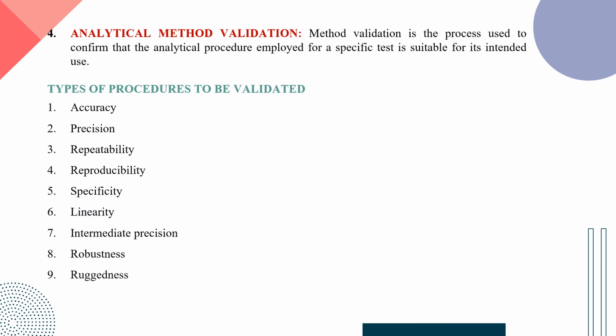The last one is the analytical method validation. The analytical method validation is the method or process used to confirm that the analytical procedure used to perform the specific test is suitable or not. There are different types of parameters to be validated, like accuracy, precision, repeatability, reproducibility, specificity, linearity, intermediate precision, robustness, and ruggedness.